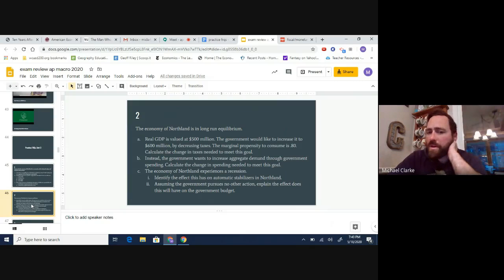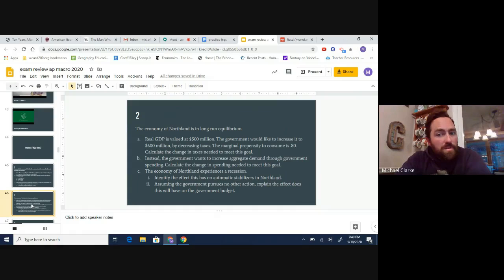The economy of Northland is in long run equilibrium. All right, so now short run equilibrium is right in line with that long run aggregate supply curve. Real GDP is valued at 500 million. The government doesn't like that. They're not satisfied with that. They want more. They want to get it to 600 million.